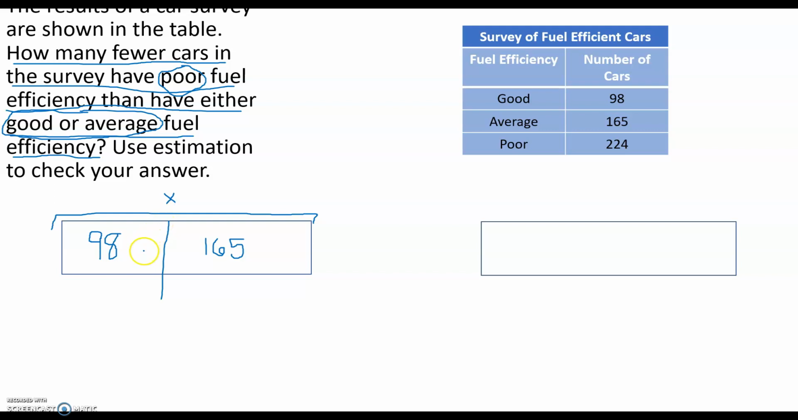We can use this bar model to help us write an equation. We know that X is our total, which means the two bottom numbers in the bar model equal X, equal that top number. So we'll be adding 98 plus 165.